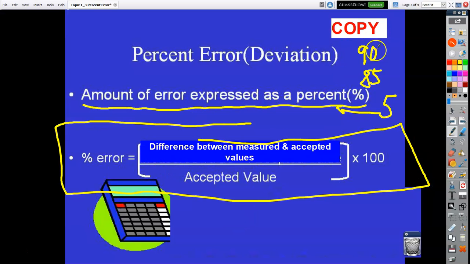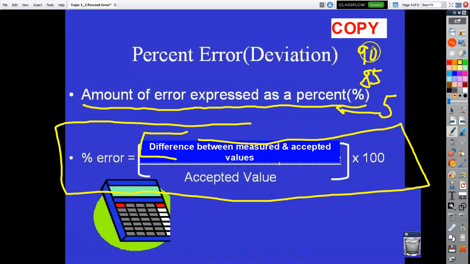You take the difference between the measured and the accepted value. Now, the measured value was what I guessed. I thought it would be 90. And the accepted value, you can also call that the known value or the given value or the actual. Actual is usually a term they use a lot. Actual value. What was it actually, the temperature that day? That always goes on the top half of the fraction. So you find the difference.